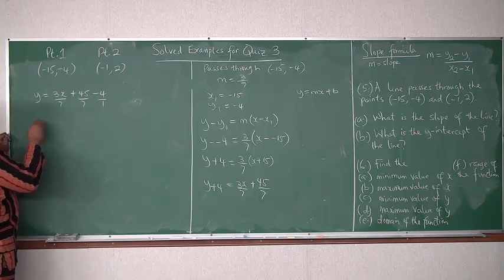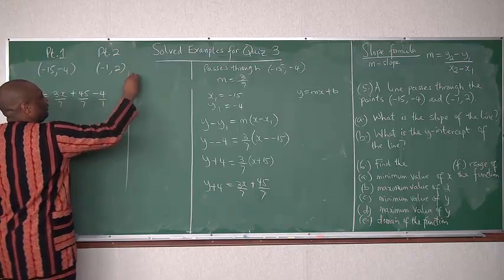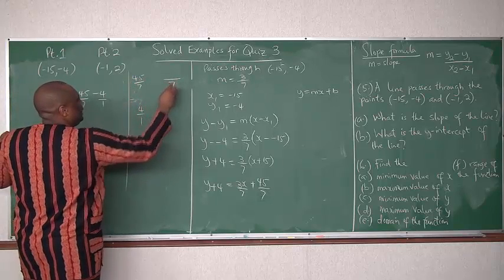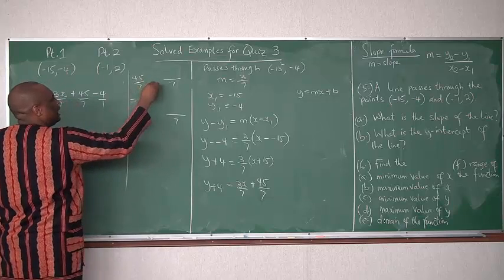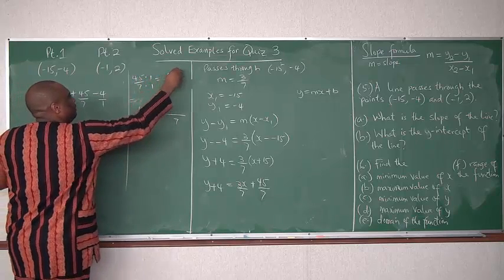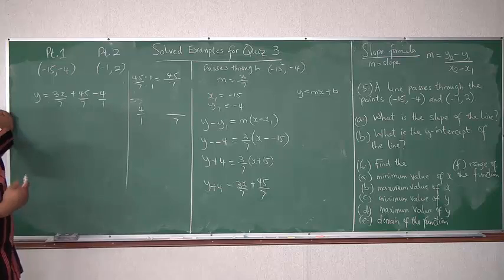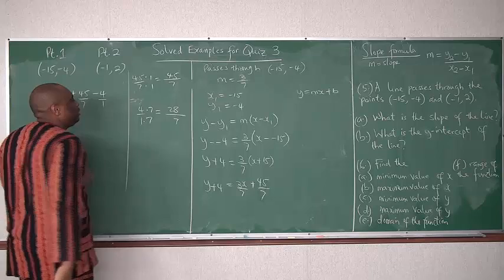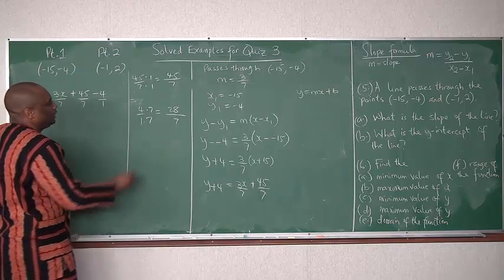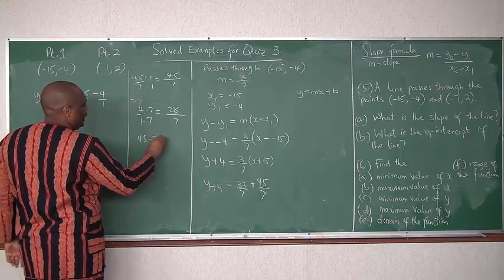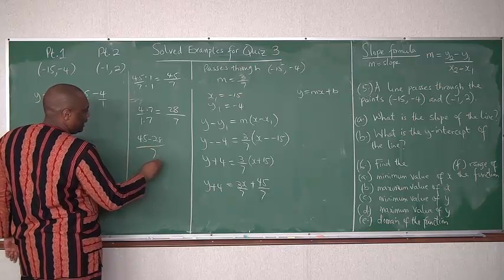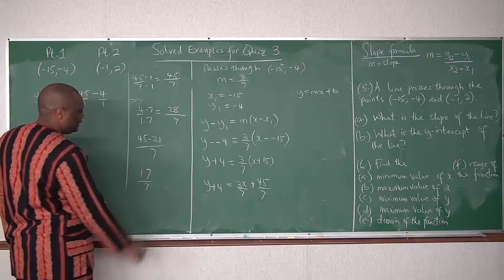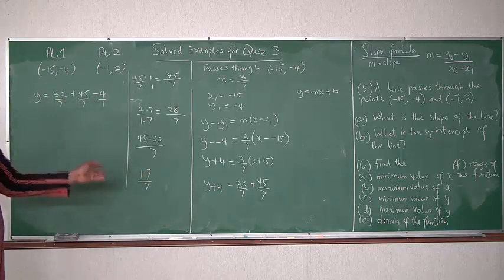Now, 45 over 7 minus 4 over 1, the LCD is 7. Please view my videos on fractions. 4 over 1 times 7 over 7 gives 28. The equivalent fraction is 28 over 7. So this will give us 45 minus 28 over 7, which is 17 over 7. See that?